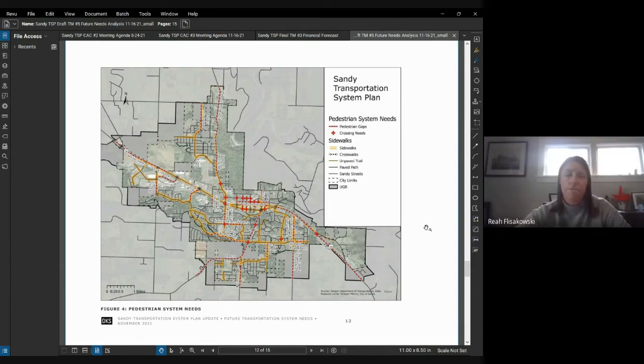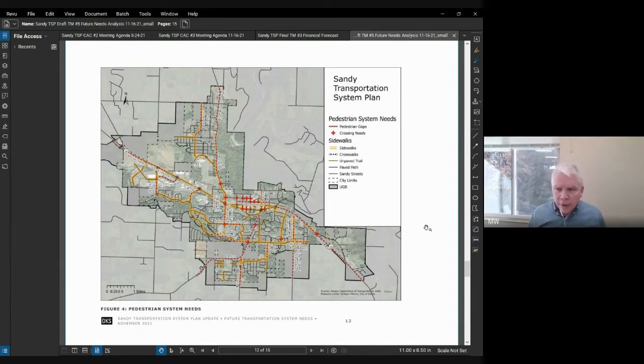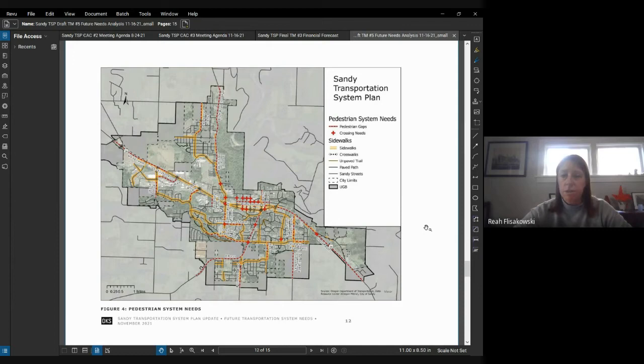Okay. We can send you some GIS coverage, Rhea, with where the streetlights are. Oh, sure. If you guys have a streetlight shapefile, that would be great. We could look at the gaps, maybe just highlight some.